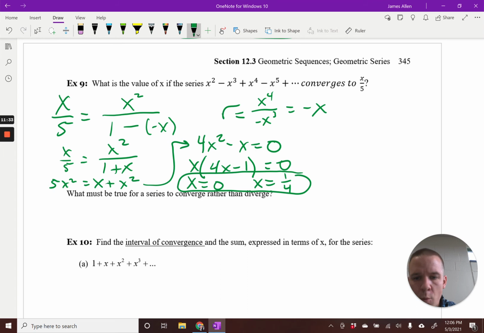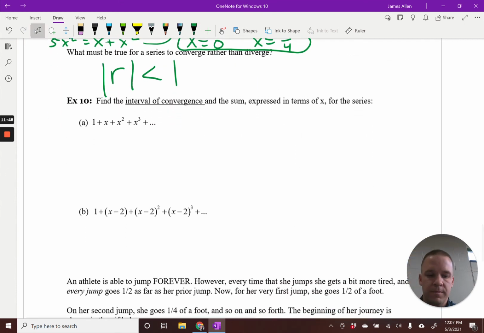All right. What must be true for a series to converge rather than diverge? Do we remember? The absolute value of r must be less than 1. All right, absolute value of r must be less than 1 in order for it to converge rather than diverge.